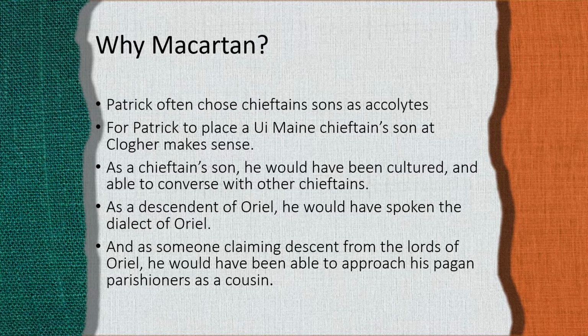As a chieftain's son, he would have been more cultured and able to converse with other chieftains. As a descendant of the people of Oriel, or Monaghan, he would have spoken the dialect of Oriel. And as someone claiming descent from the lords of Oriel, he would have been able to approach his pagan parishioners as a cousin.